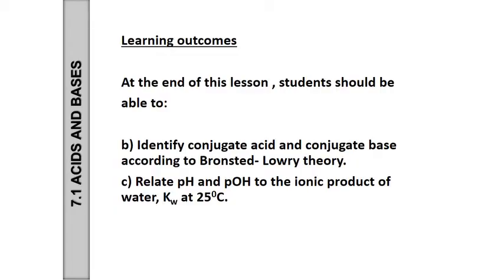7.1 Acid and Base. Learning Outcomes. At the end of this lesson, students should be able to identify conjugate acid and conjugate base according to Bronsted-Lowry theory, and after that, relate pH and pOH to the ionic product of water Kw at 25 degrees Celsius.